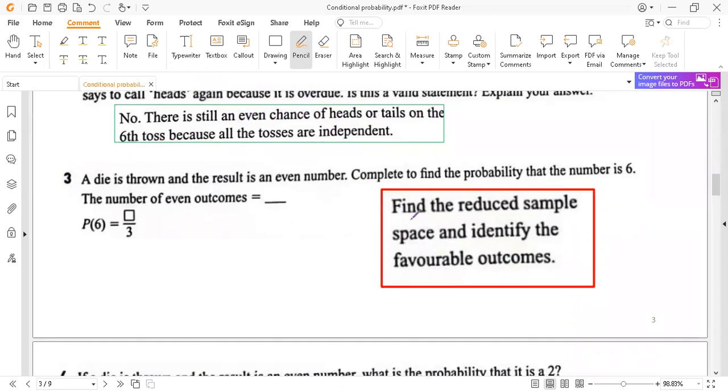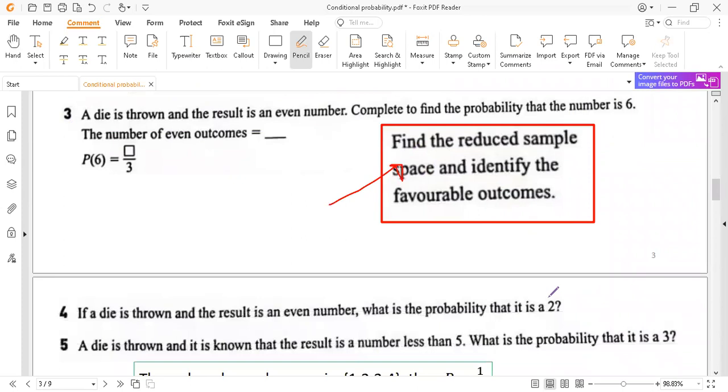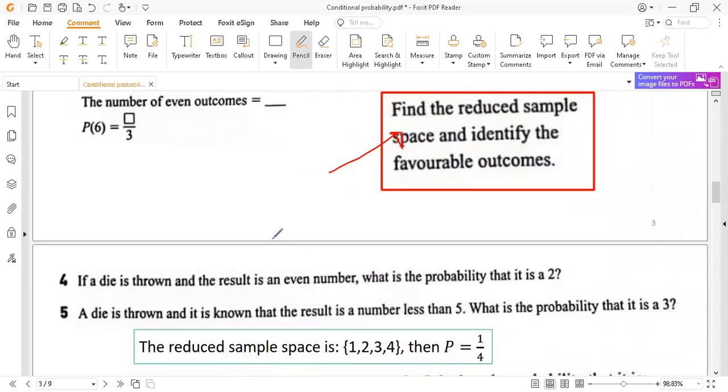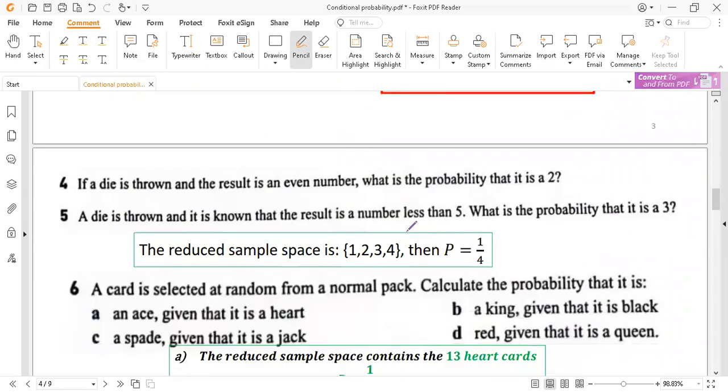And also keep in mind when working with conditional probability, we should first find the reduced sample space and identify the favorable outcomes in order to calculate properly and correctly the probability of any outcome.